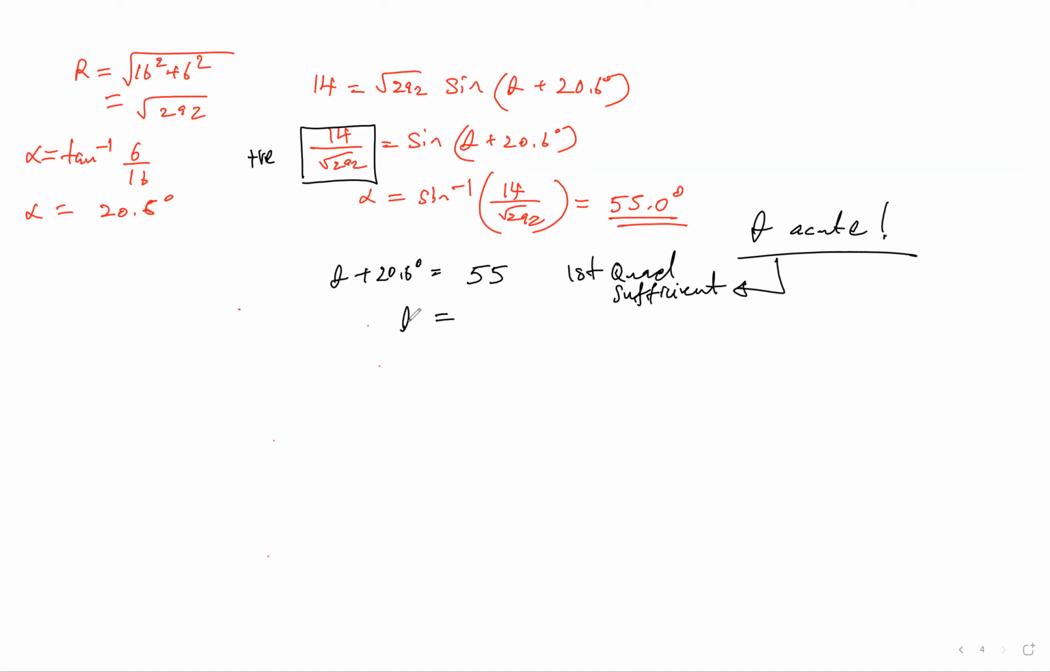Okay, so theta is equal to 55 minus 20.6. I think you should get 34.4 degrees.